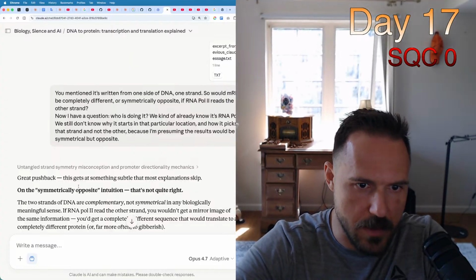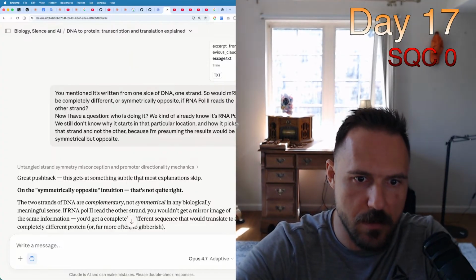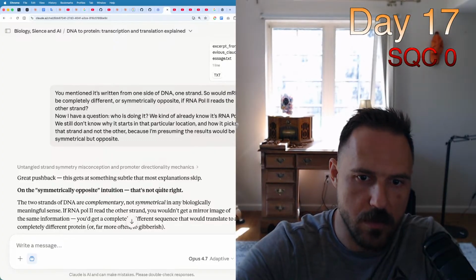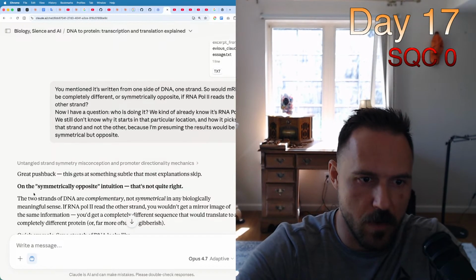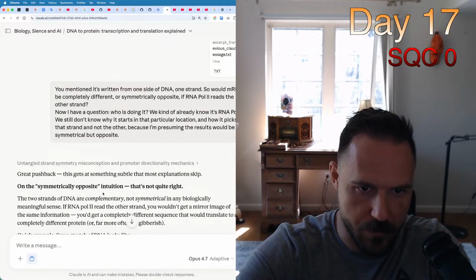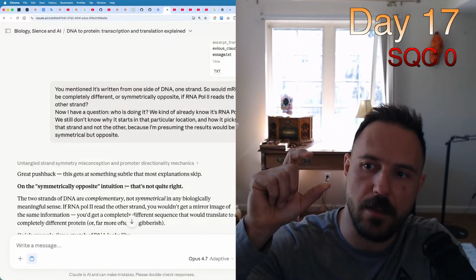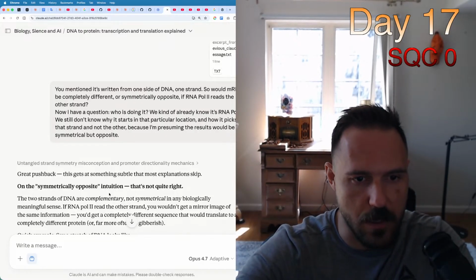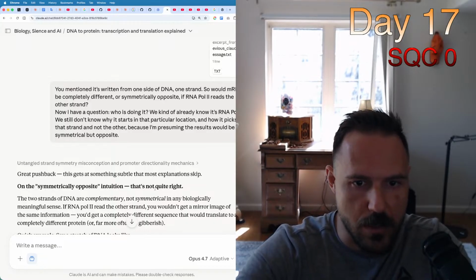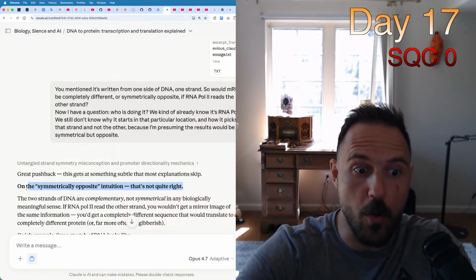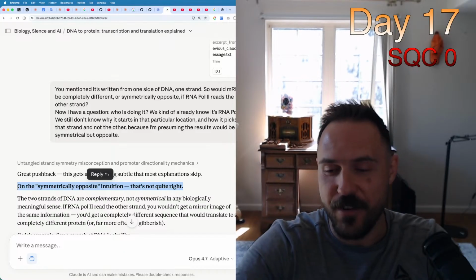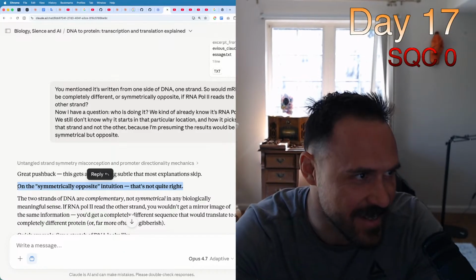Great pushback. This gets at an assumption subtle that most explanations skip. On the symmetrically opposite. Oh, that's which strand are we reading, right? With that machine intuition, that's not quite right. Whoa! First time it said I'm not right. That's interesting. That's good.